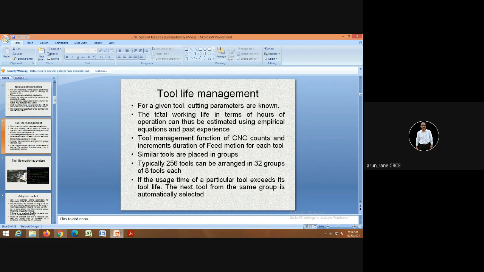Another is tool life management. Now, maybe I may be wrong, because sometimes because of the competition, the manufacturers give some provision, some extra features, in order to attract the customer.